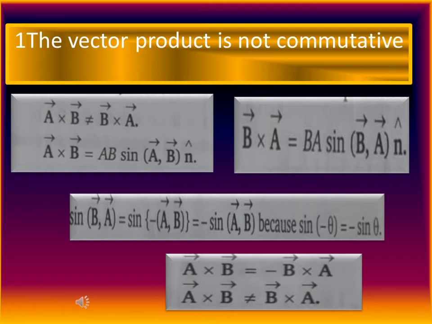And we have the sign relation, sin of minus theta is equal to minus sin theta. And we are applying the same principle here. We will get vector A cross B is equal to minus of vector B cross vector A, which means vector A cross vector B is not equal to vector B cross vector A.